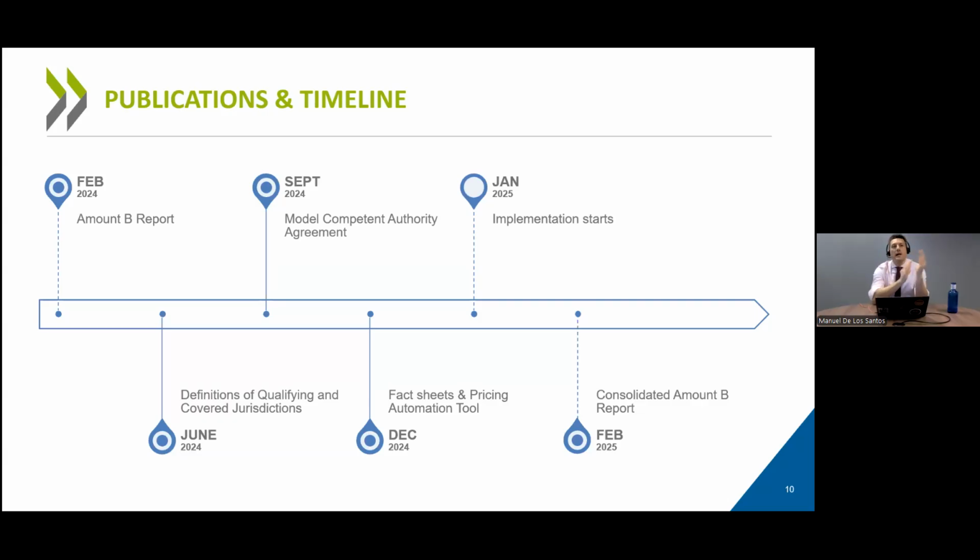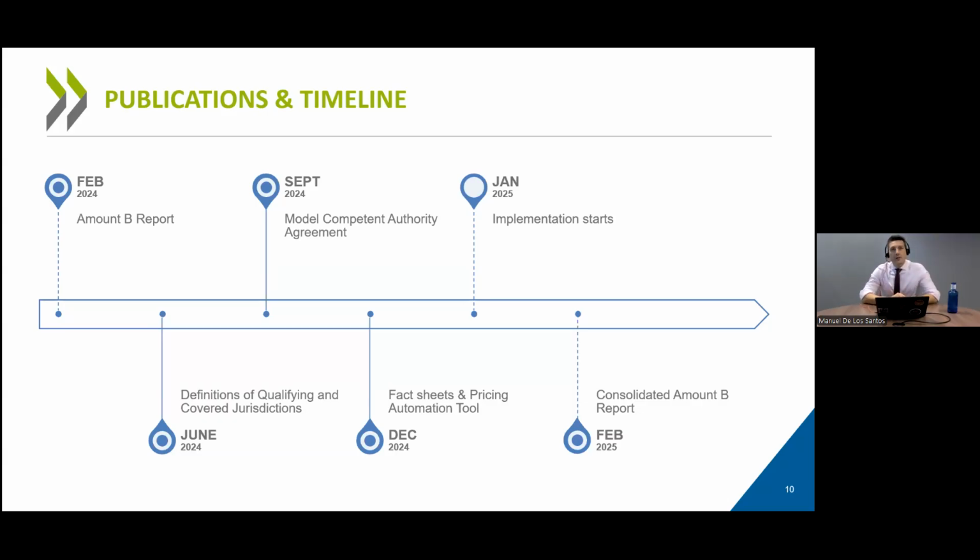If we look back 12 months ago exactly, in February 24, the inclusive framework published the Amount B report that included the Amount B guidance that was then included in the OECD transfer pricing guidelines as an annex to Chapter 4. Back then, it was recognized in the report that there were a couple of missing elements for Amount B to be fully implementable by jurisdictions.